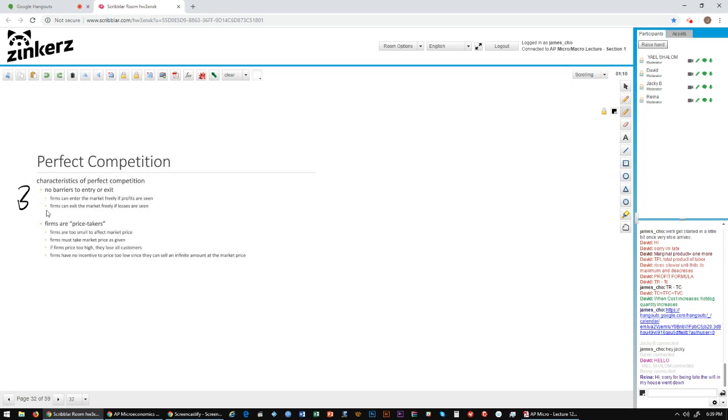Number three, there are no barriers to entry or exit. That means new companies can join this industry whenever they want to, and existing companies can leave this industry whenever they want to. Now think about this. Why would a new company decide to join this carrot market?